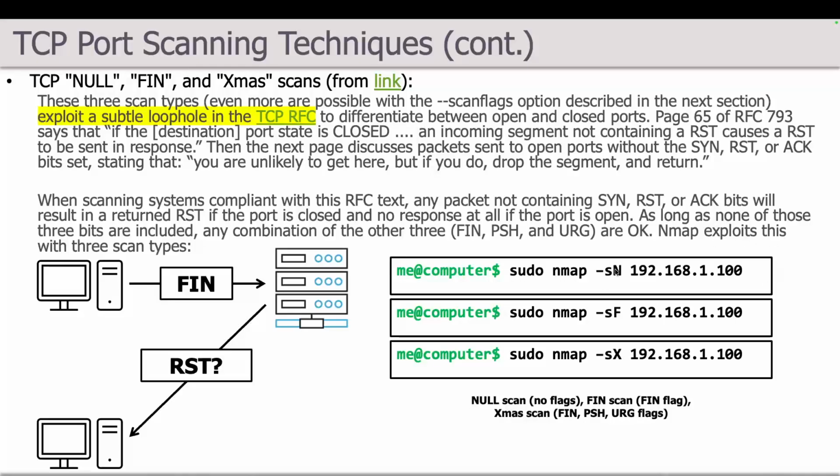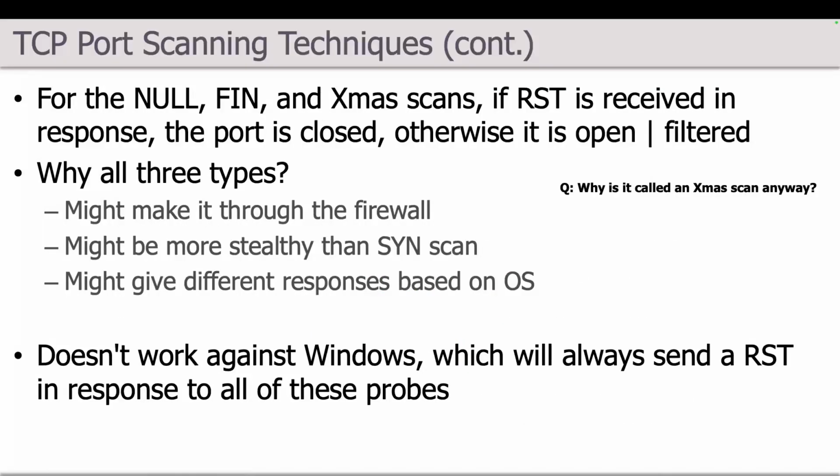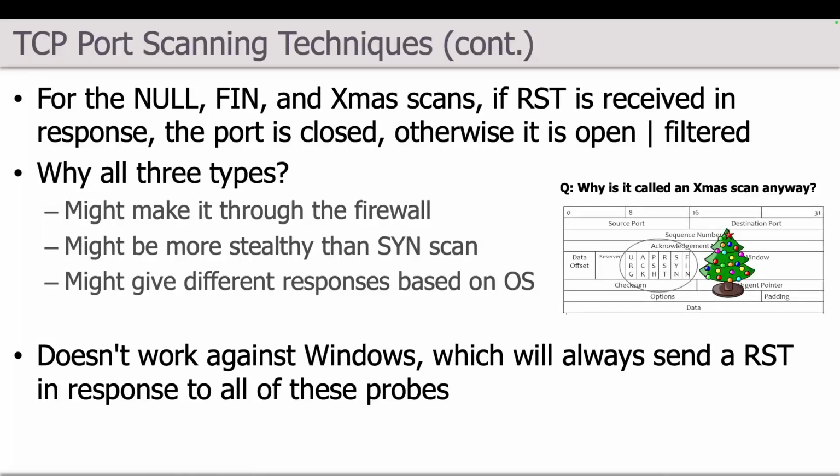So -sN is the null scan, null meaning none, no flags are being set. FIN is when you set specifically just the FIN flag. And when you set the FIN, push, and urgent flags, that's referred to as the Xmas scan, -sX here. Any idea why it's called the Xmas scan anyway? More lame programmer humor. You're lighting up lots of the flags. If there were LEDs associated with it, or in some sort of firewall or packet tracker, you're lighting up a whole bunch of the flags. You're lighting it up like a Christmas tree, and that's why they just call it the Xmas scan.